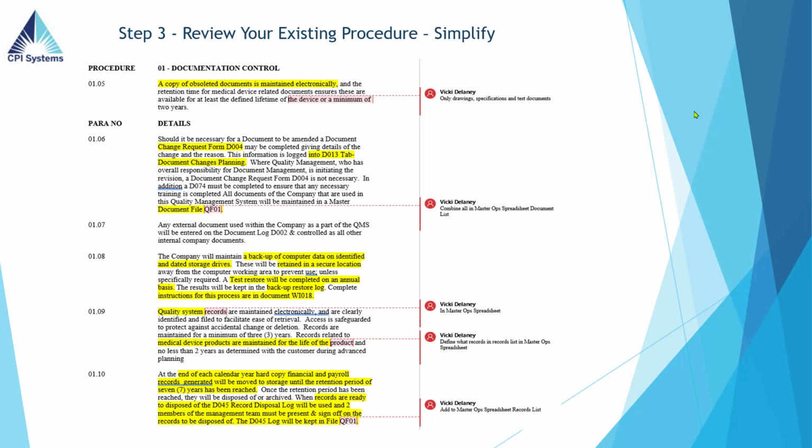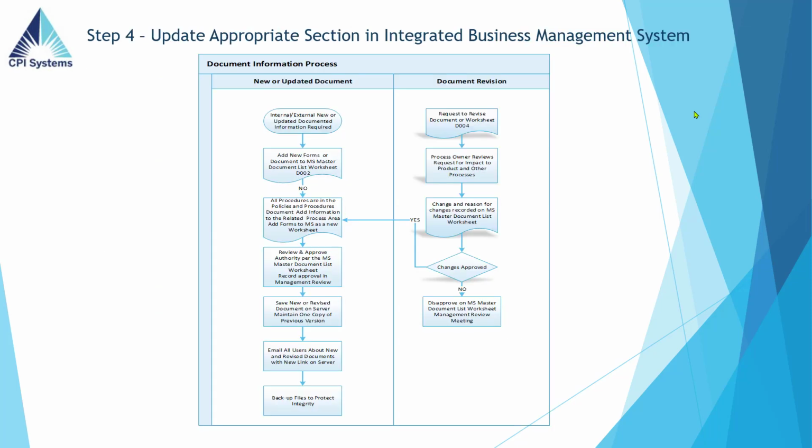Again, requirement to maintain an obsoleted document is in 1345. And they also reference here change request form, different things that are going on. So I've highlighted all these things. Next thing I do is I pull up the flow diagram.